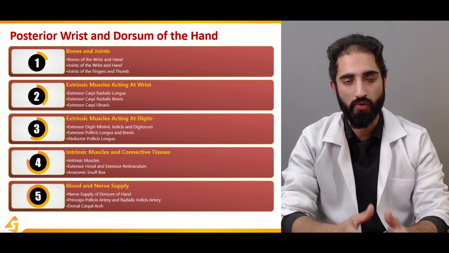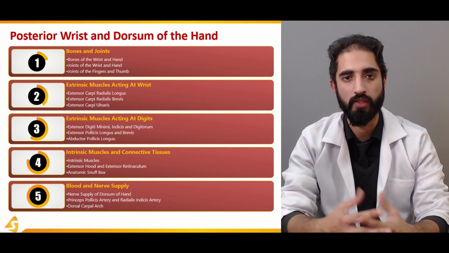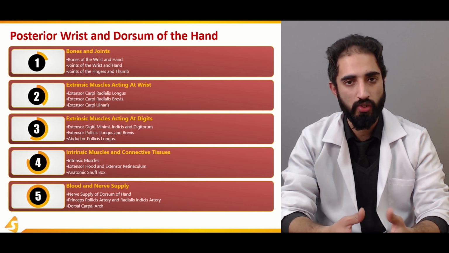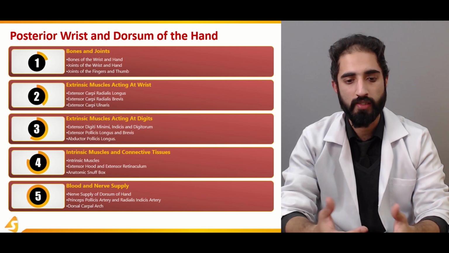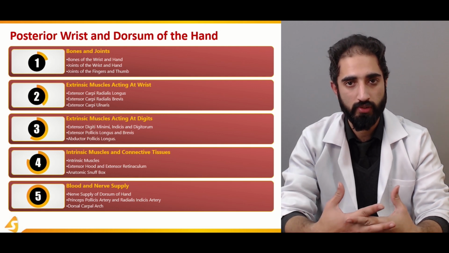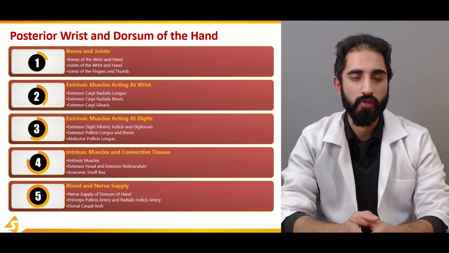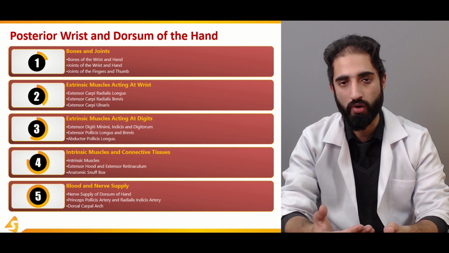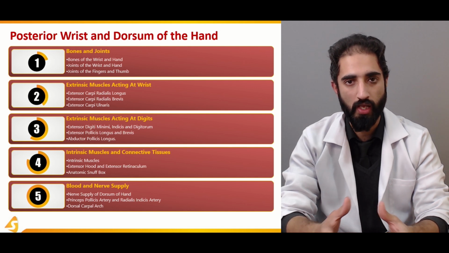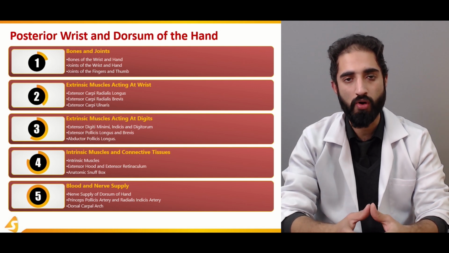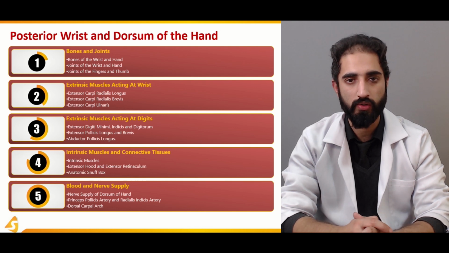Similarly, we're also going to talk about the muscles on the dorsal or posterior aspect of the wrist and hand which act at the digits, including the extensor digiti minimi, extensor indicis, extensor digitorum, extensor pollicis longus, extensor pollicis brevis, and abductor pollicis longus. And we are also going to talk about the origin and insertion of these muscles as well as their action and nerve supply.